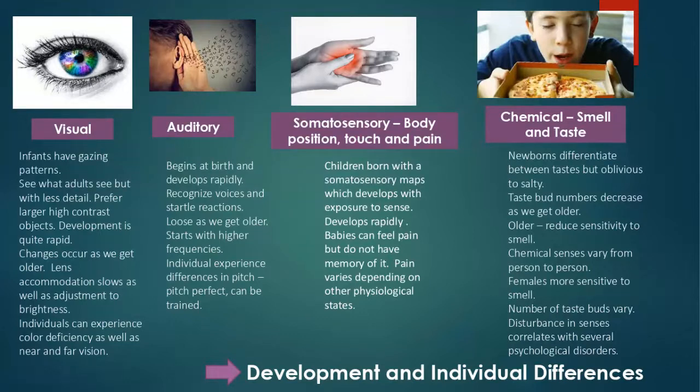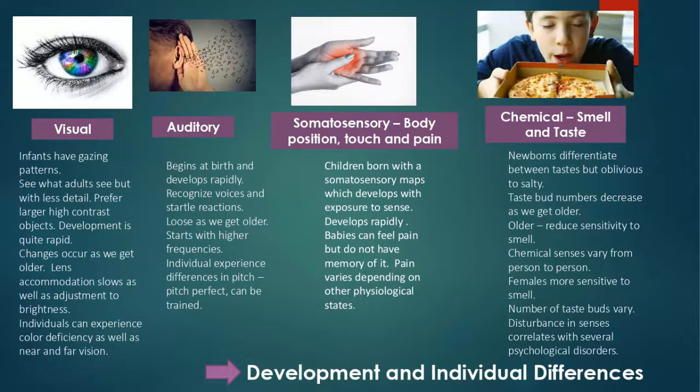If you look at our sight, or our vision, and think of little babies: you'll do a lot more of this once we get to developmental psychology of children. Infants have gazing patterns. Within a few days of being born, a baby's eyes start to focus on things. It has been shown that they see what adults see, but with less detail, and babies prefer high contrast objects. So when you buy a baby a toy, it could be big and red and blue, because babies see larger high contrast objects.